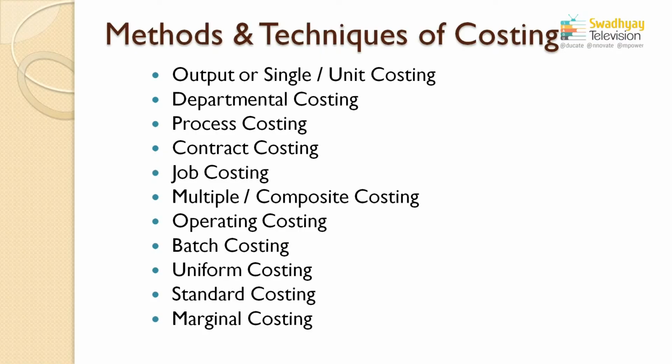So, in that way this type of business, companies or organizations can use single unit costing or output costing. Moving to the next point, that is departmental costing. What is departmental costing? See here, in the organization there are several departments like production department, manufacturing department, service department, account department, store department, finance department, purchase department, sales department. So, in that way there are several departments actually running in this particular organization.